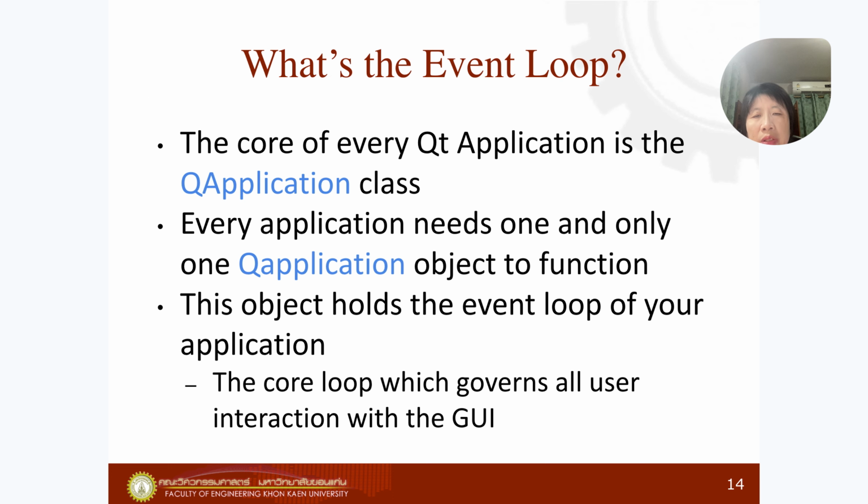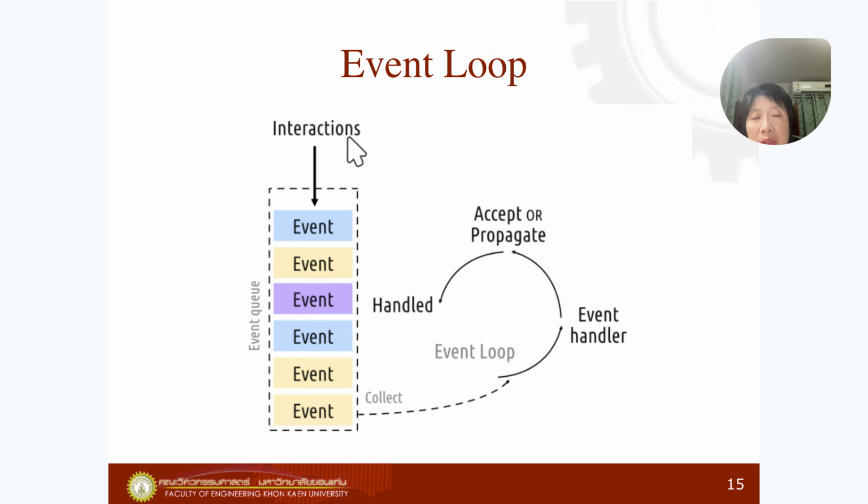So what is the event loop? It's the core of every Qt application. So the QApplication class is the core of every Qt application. Every application needs one and only one QApplication object to function, and this object holds the event loop of the application, and the core loop will govern all user interaction with the GUI.